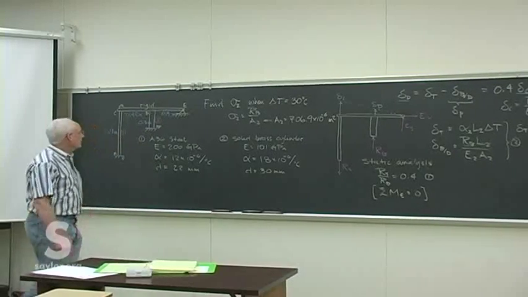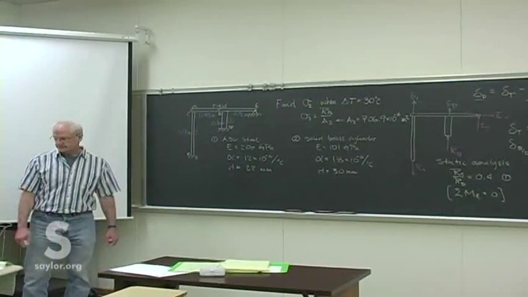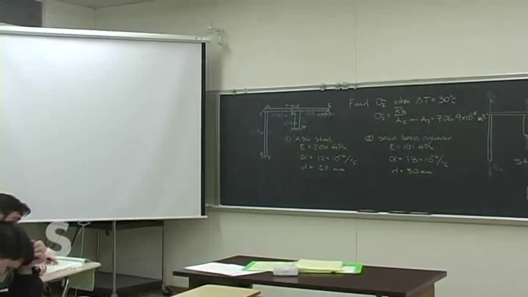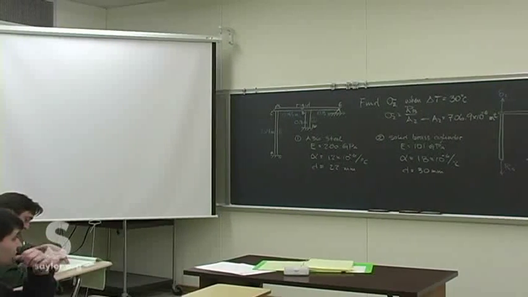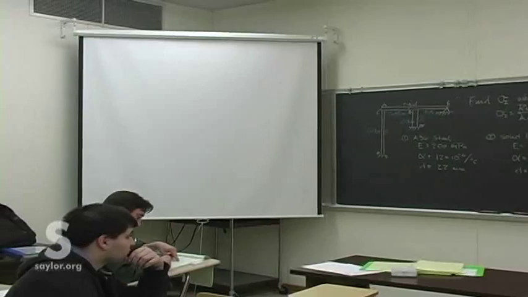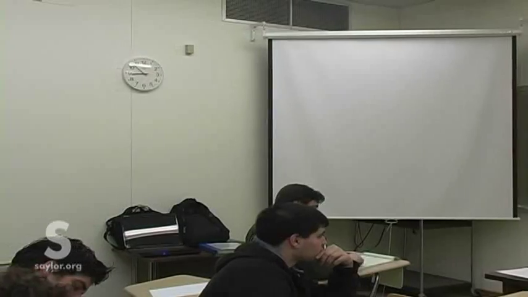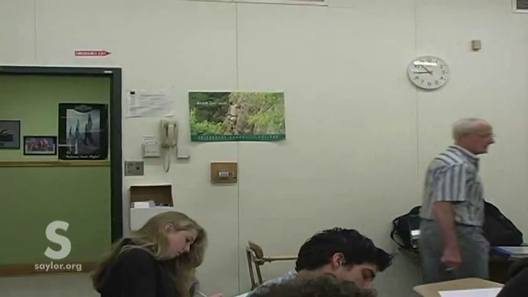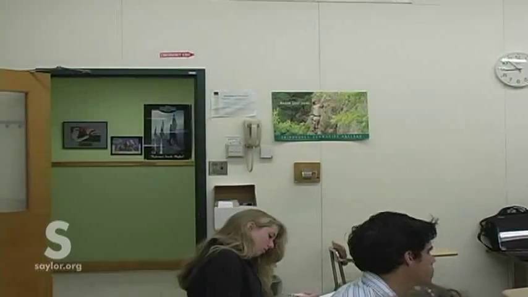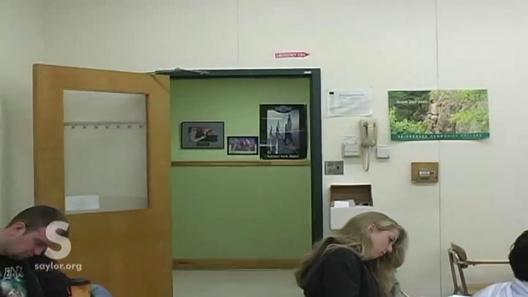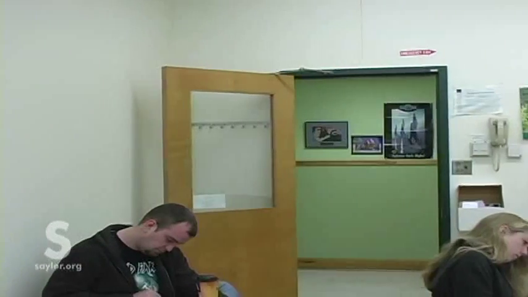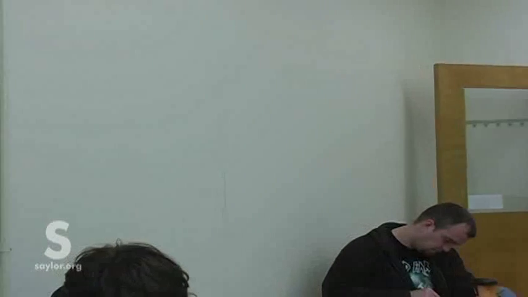We don't need A1 because we're asked for the stresses in that one. But it'd be easy to find them because you're going to have to be able to find RS as well. RB, you know, the ratio of the two.